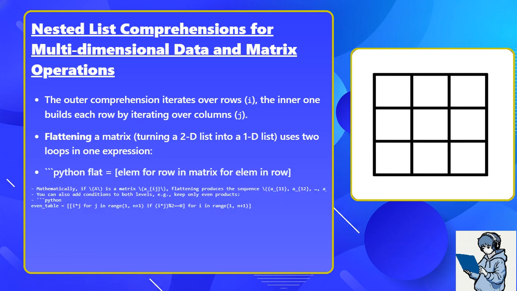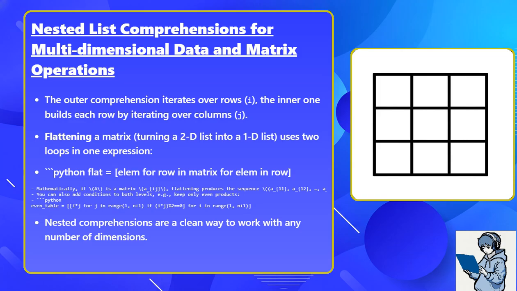even_table = [i * j for j in range(1, n + 1) if i * j % 2 == 0] for i in range(1, n + 1)]. Nested comprehensions are a clean way to work with any number of dimensions.